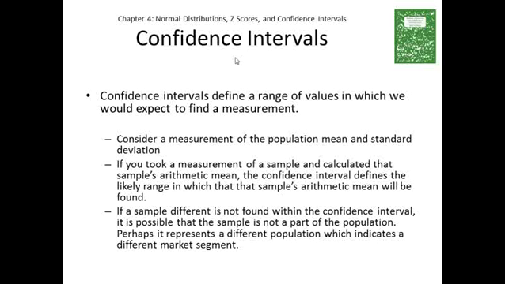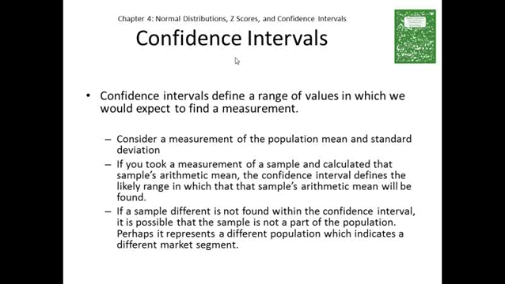So if you took a measurement of a sample, calculated that sample's arithmetic mean, x bar, the confidence interval defines the likely range in which that sample's arithmetic mean will be found. Got it? I'll show you in a second.